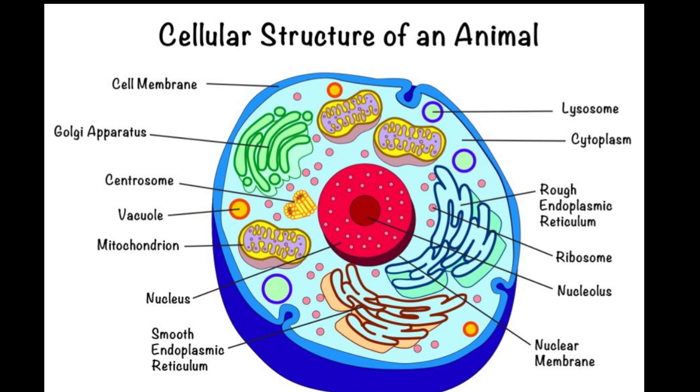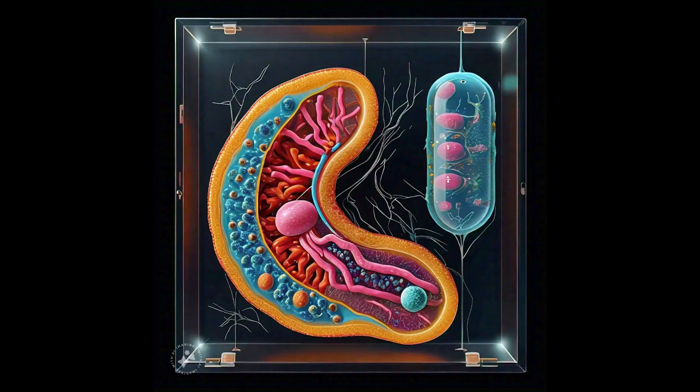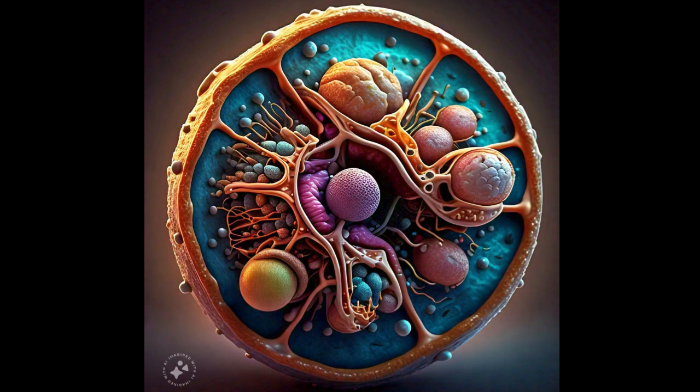Prokaryotic cells, like small, simple houses without many rooms, and eukaryotic cells, like big houses with many rooms and furniture. Prokaryotic cells, like bacteria, have a single circular chromosome and no true nucleus. Eukaryotic cells, like plants, animals and humans, have multiple linear chromosomes and a true nucleus.